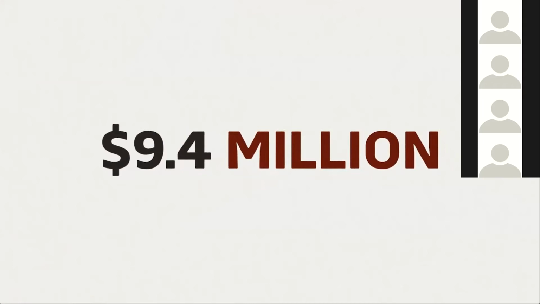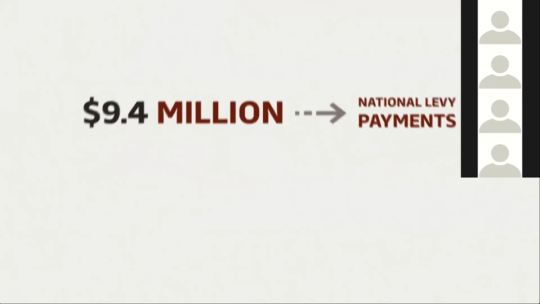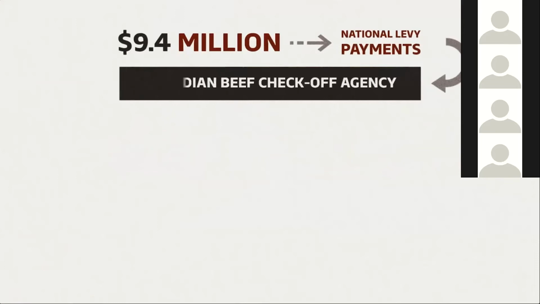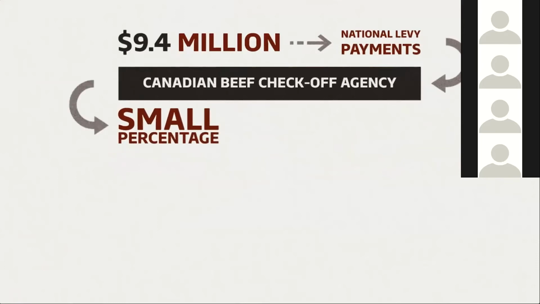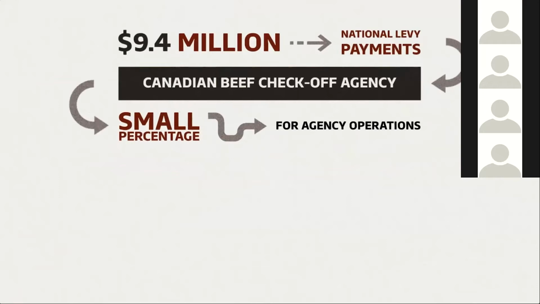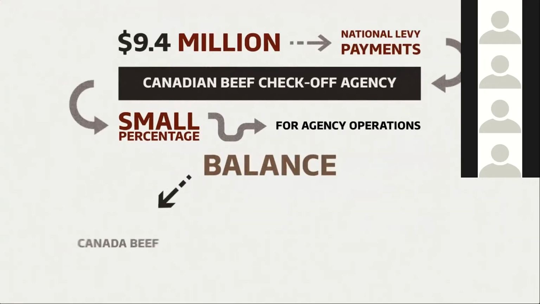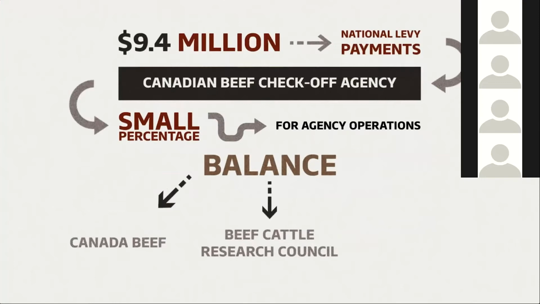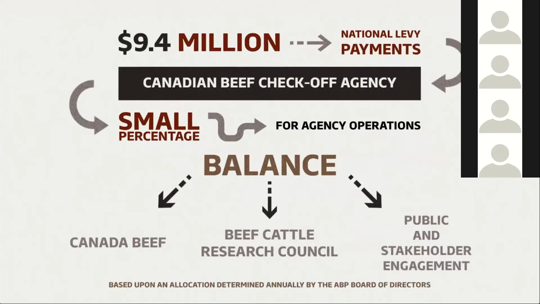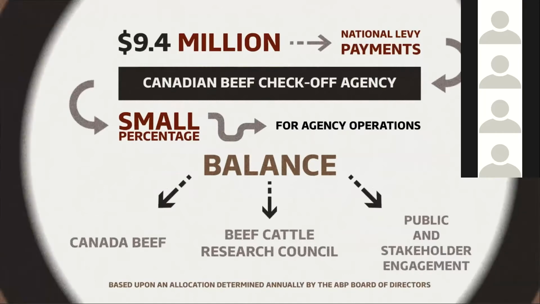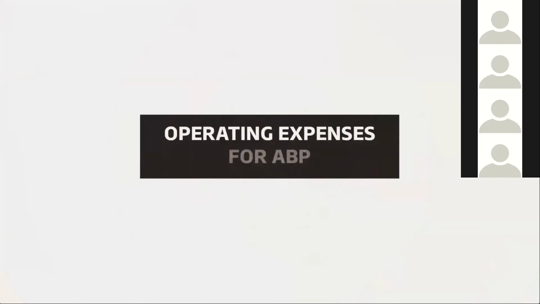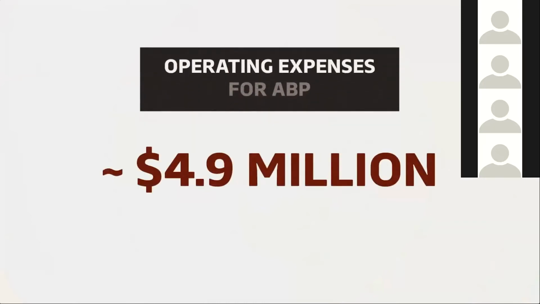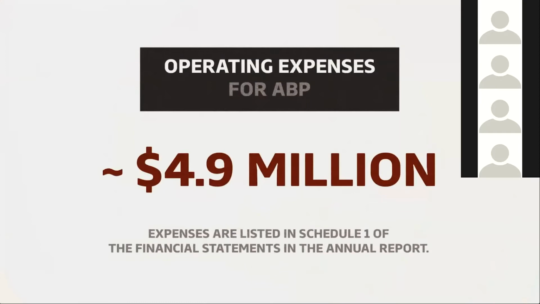ABP collected $9.4 million in national levy payments, which were forwarded to the Canadian Beef Checkoff Agency, who retain a small percentage for operations. The balance was allocated to Canada Beef, Beef Cattle Research Council, and to public and stakeholder engagements based upon an allocation determined annually by the ABP Board of Directors. Operating expenses for ABP were approximately $4.9 million. These expenses are listed in Schedule 1 of the financial statements in the annual report.